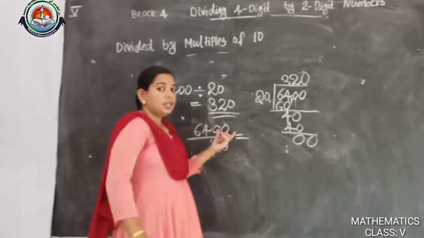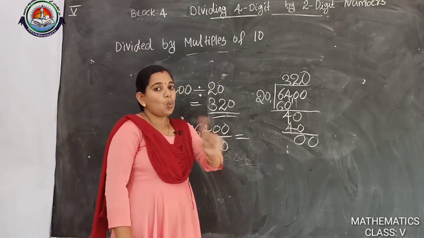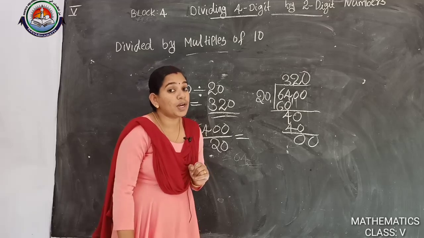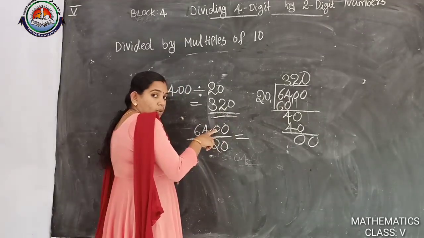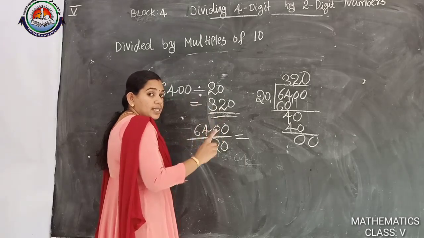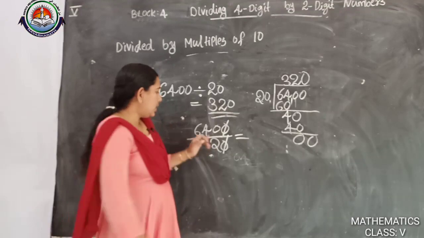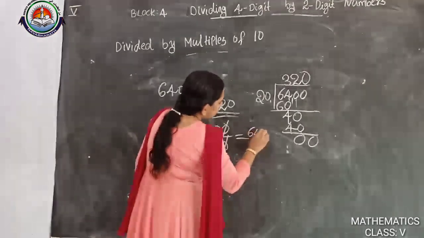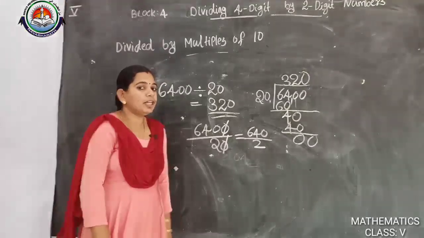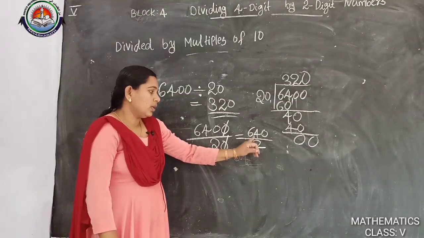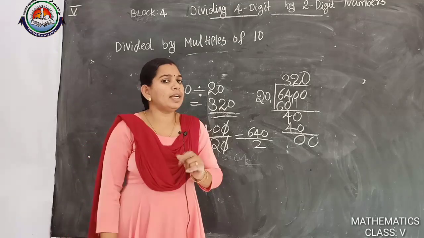Then in the numerator, how many zeros? 2 zeros. Denominator, 1 zero. So how many zeros do we want to cut? Yes, only one. From the right side, the first 0 we cut. Then we get 640 divided by 2. Then we know how to divide it by one-digit numbers.